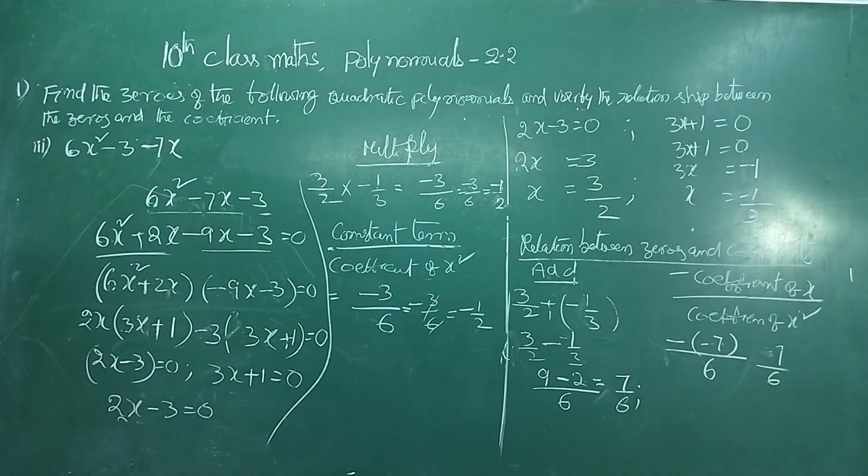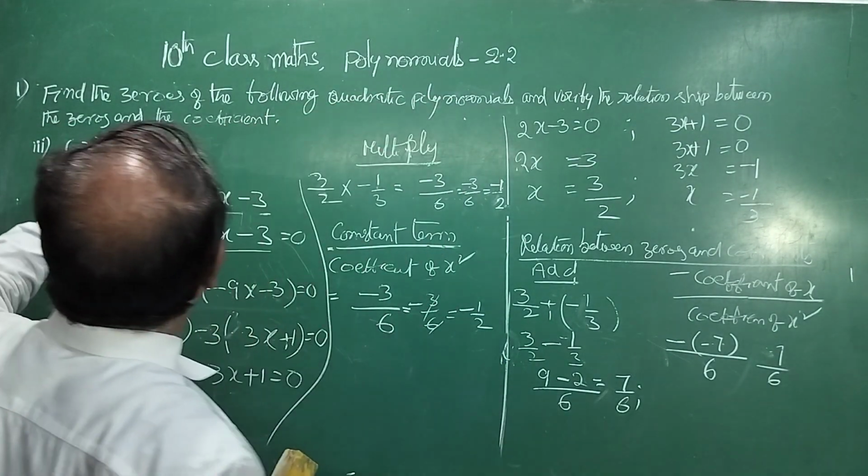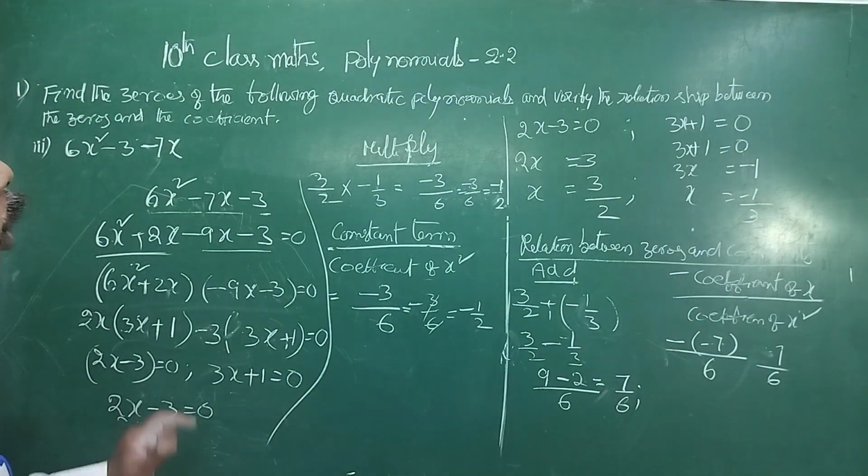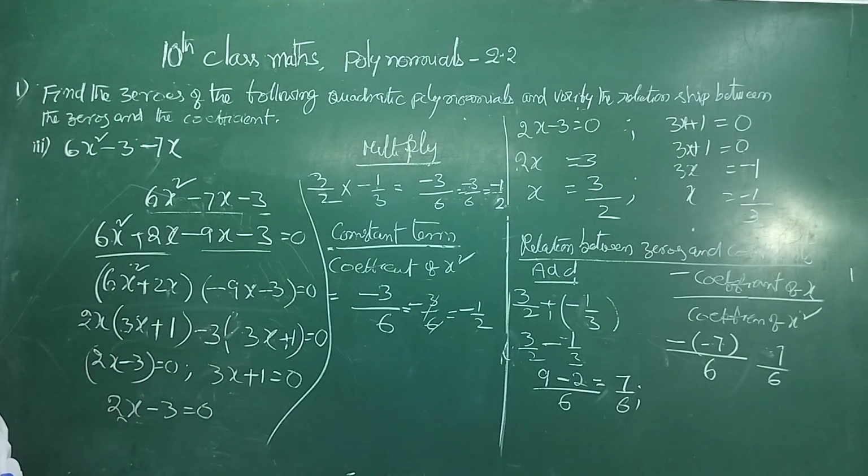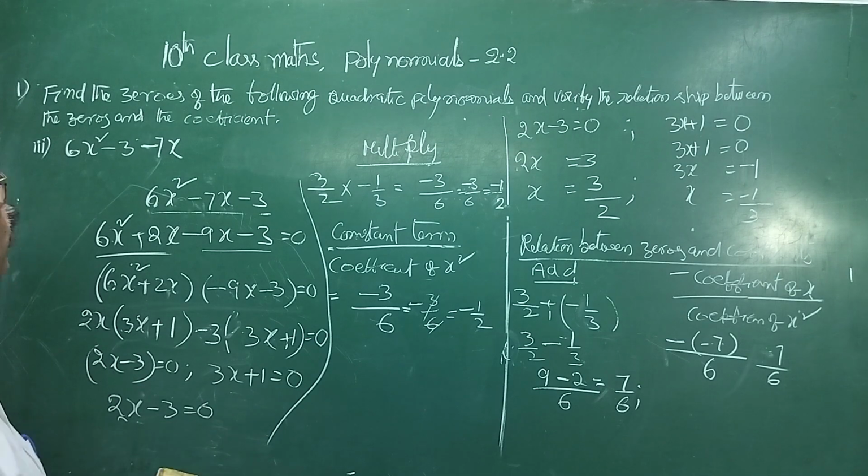What we did here, we found the zeros of the polynomial and the relationship also. Let me explain it in Telugu also.